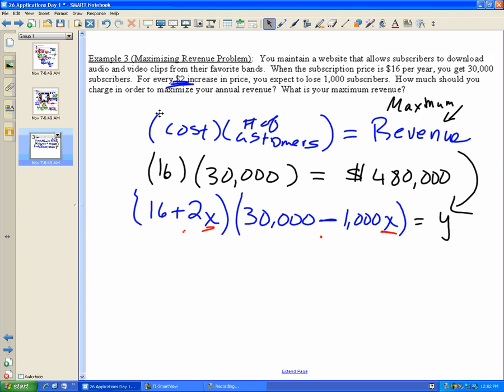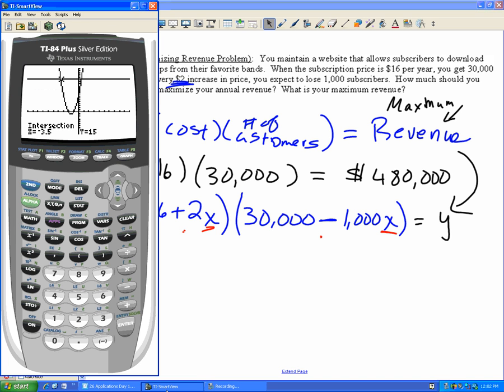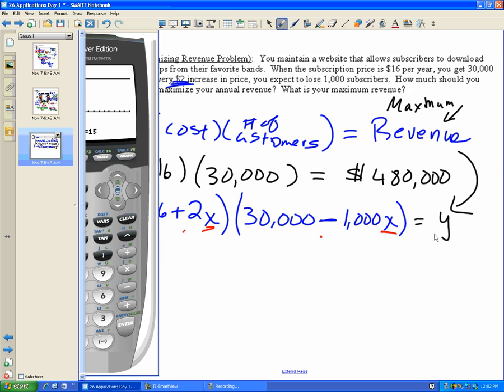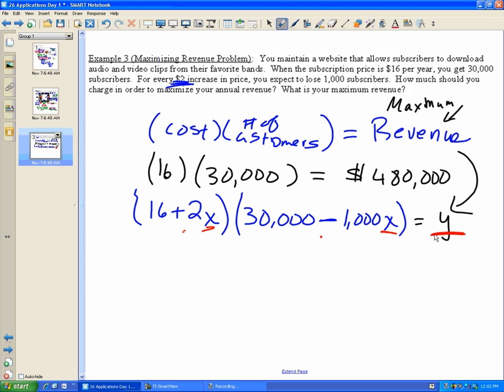Let's go to my calculator. I have an equation. Notice how this is different. I don't have a number over here in Y like I was doing in the last one, where I had an area of 10 or an area of 15. Here, I don't know a number for Y. I need to find the largest Y.